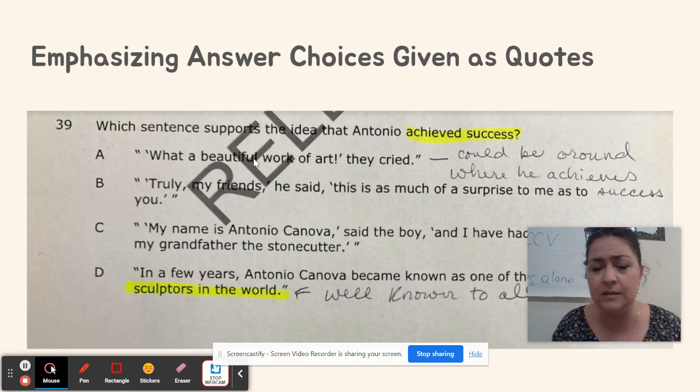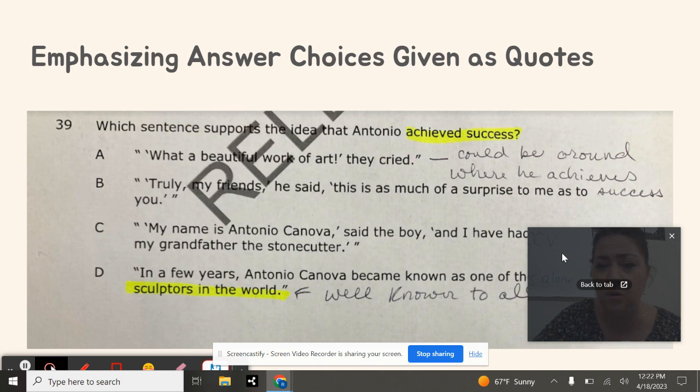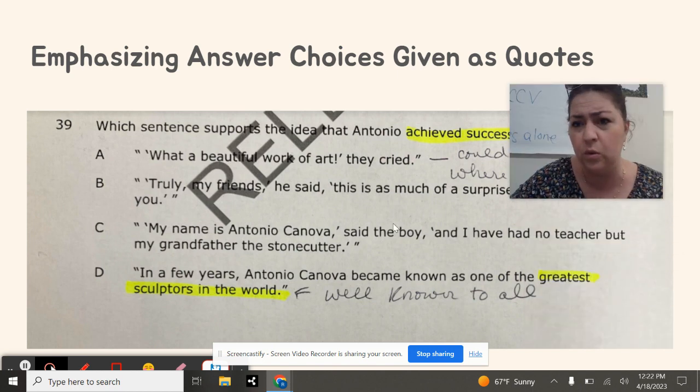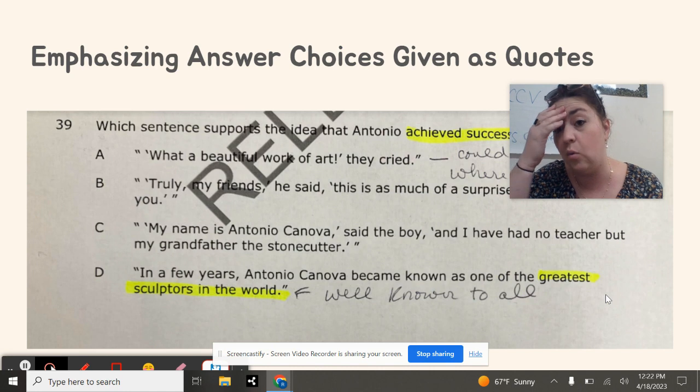But one of the things we need to teach kids is when you have answer choices given in quotes, treat it as if you have not read the story. Treat ones like this specifically like you have not read the story, because we have to see evidence of what we're being asked only in what they're giving us. So the only choice here where we actually see Antonio achieving success is D, where it says "In a few years Antonio became known as one of the greatest sculptors in the world." We see him then in that choice achieving success. So have them be aware of that.